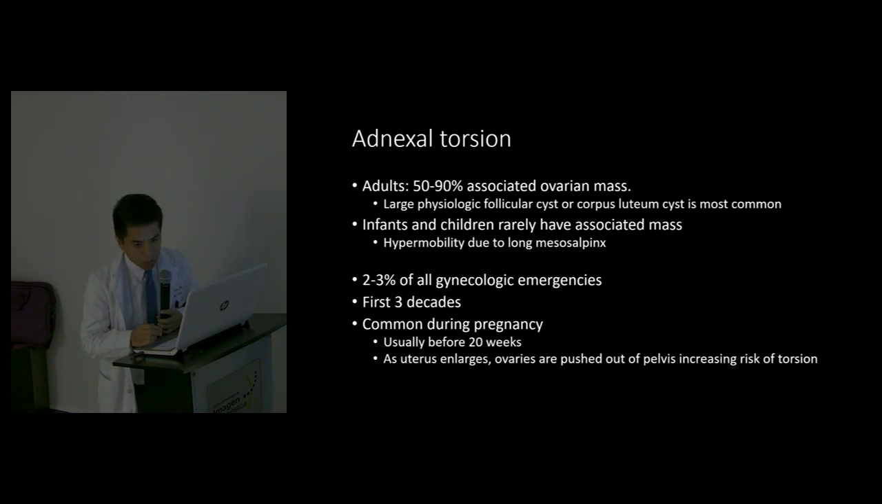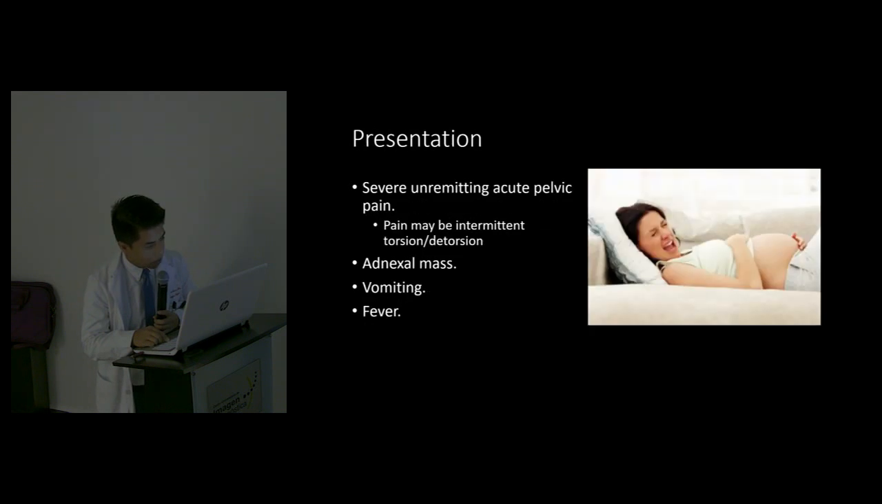This is 2 to 3% of all gynecological emergencies. It is more frequent in the first 3 decades and is more common during pregnancy, usually before 20 weeks. This is because the enlarged uterus pushes the ovary out of the pelvis, increasing the risk of torsion. The presentation is severe, unremitting acute pelvic pain.